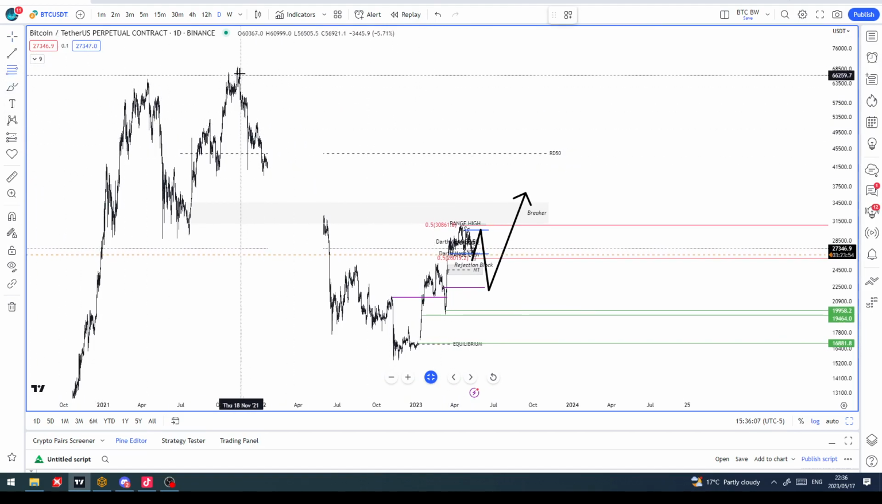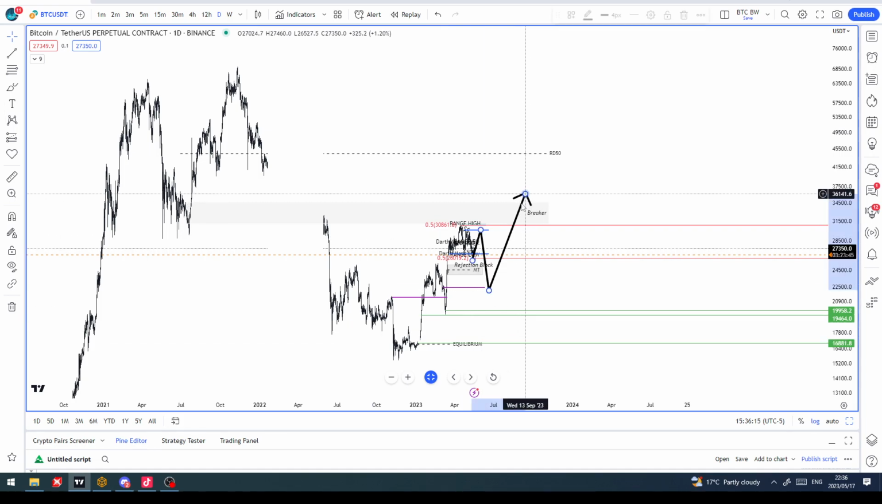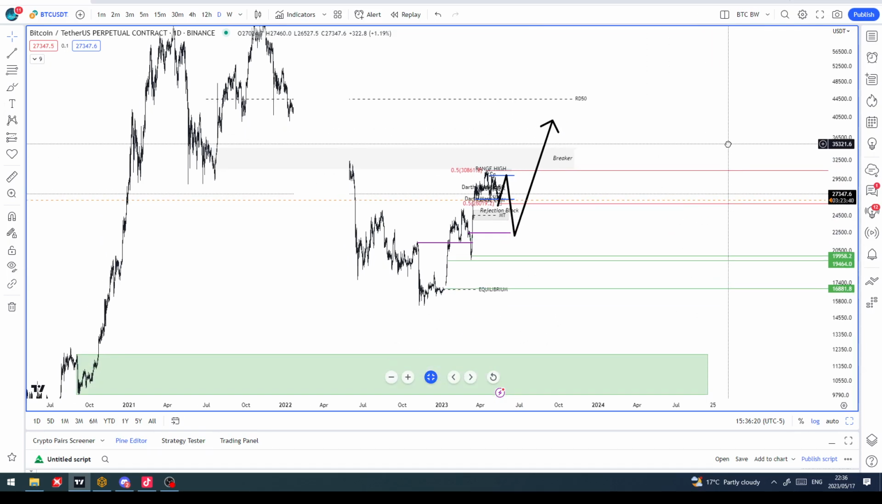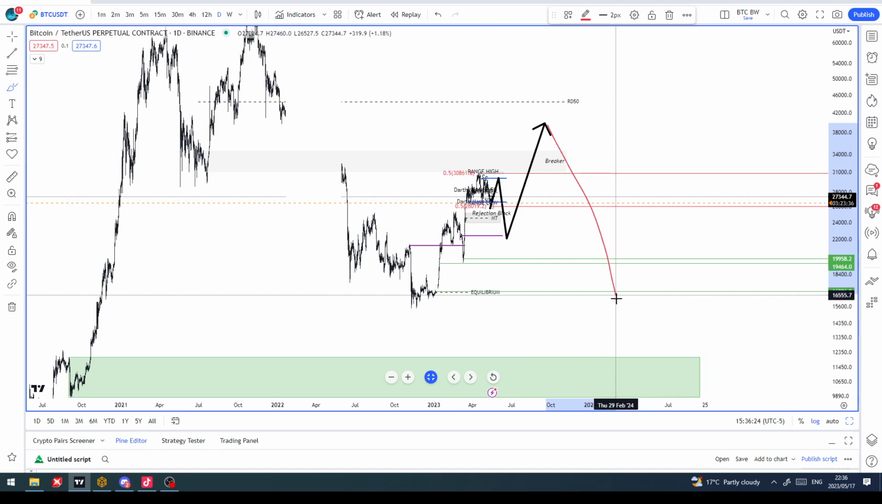The range equilibrium, we haven't even gotten to the 50% yet, right? So it's somewhere in here, probably there, 38, 39K. And more than likely that comes.